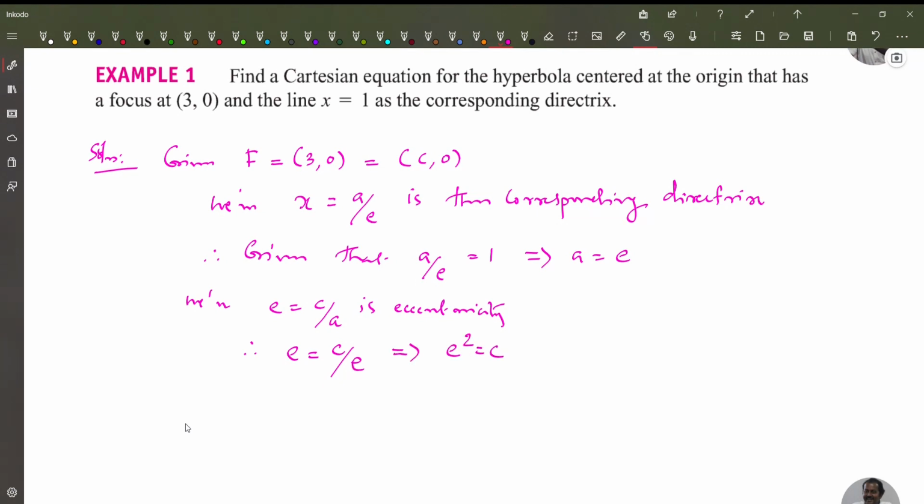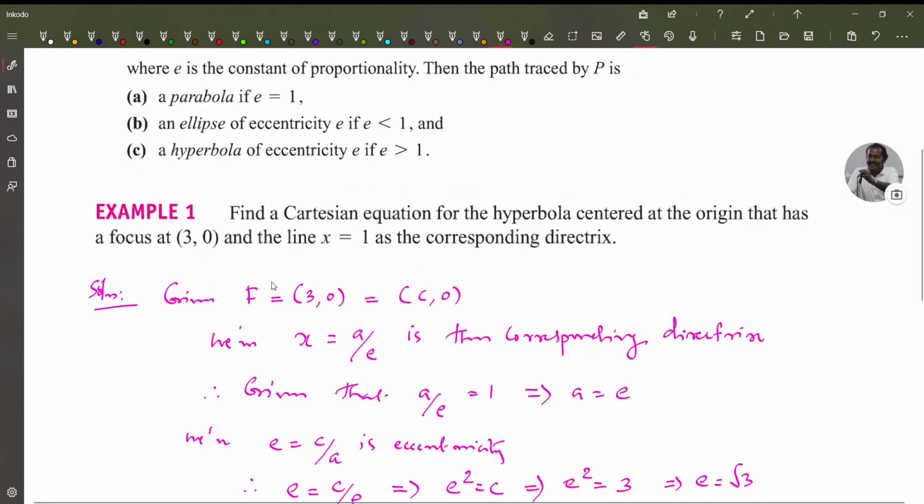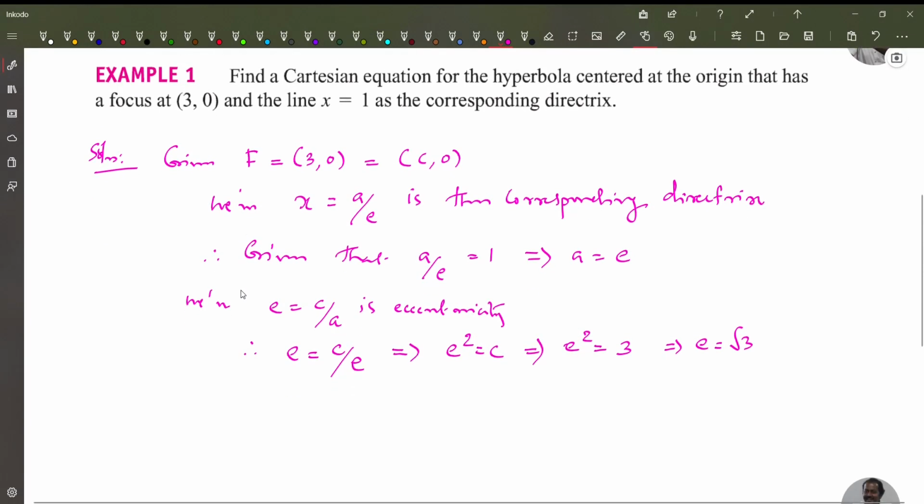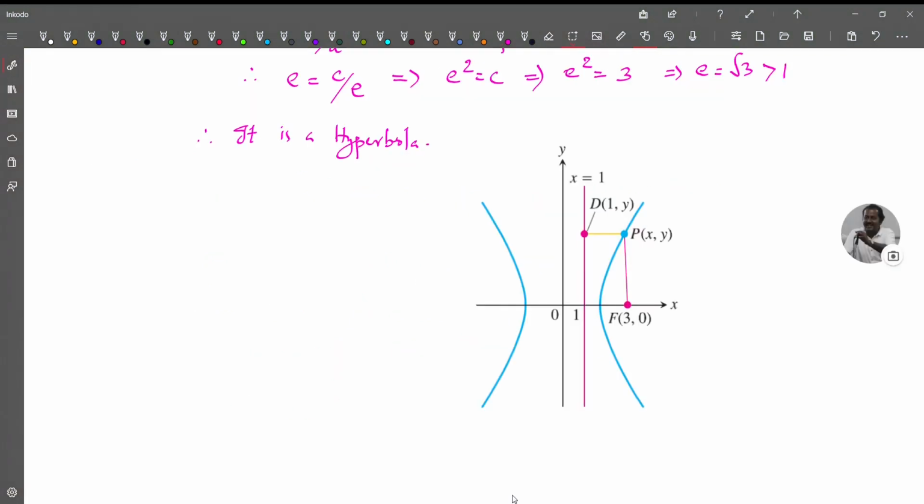So this implies e square equal to, we have c is 3, e square equal to 3. So this implies e is equal to root 3, which is greater than 1. Therefore, it is a hyperbola. So we have the situation like this: given with focus (3, 0) and the directrix D is x equal to 1.